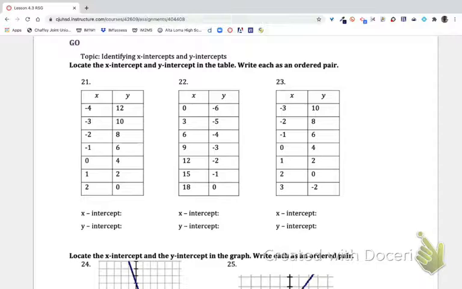For the go, we're going back in time looking at x and y intercepts. So our x-intercept is where our y value is 0. That's it. Our y-intercept is where x is 0. That's it. So I don't feel like I need to do 22 and 23. Just keep an eye on 21 and work through those as needed.